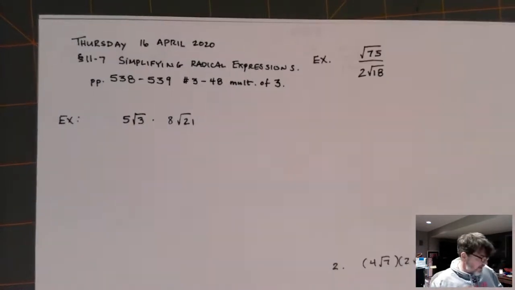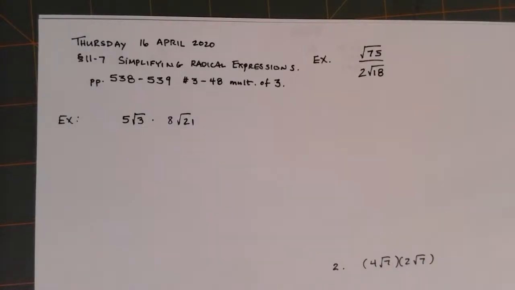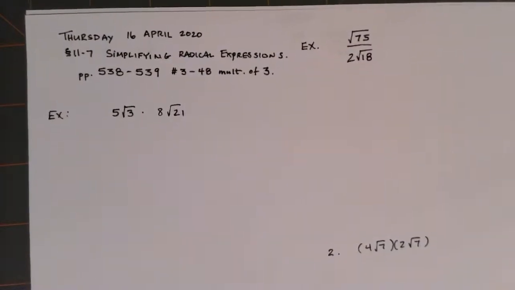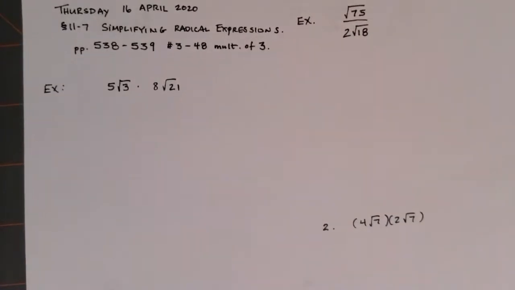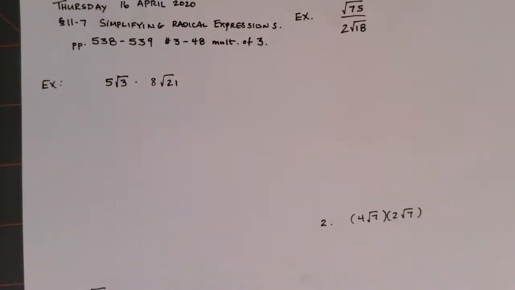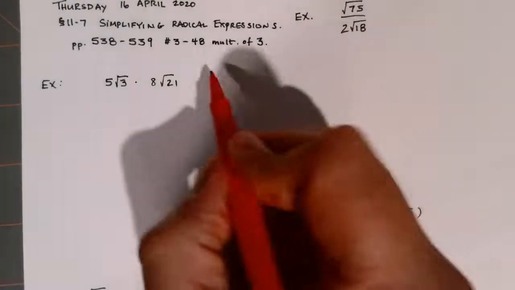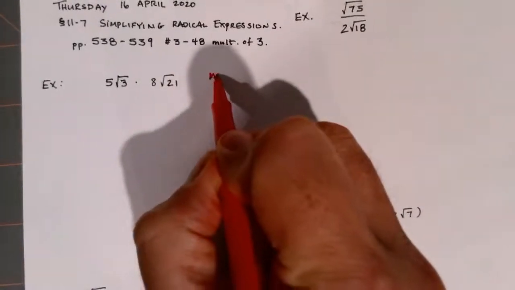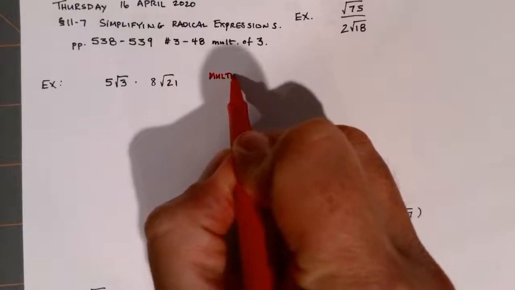So basically it says simplifying radicals, but I'm not going to lie to you. All I'm doing here is multiplying or dividing square root terms, right? Radical terms. So as a general strategy, I'm going to say we multiply the things outside the house.